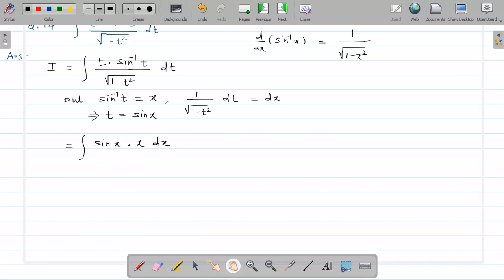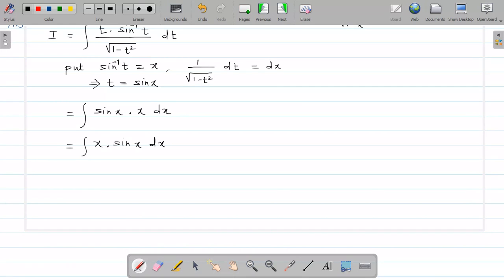Now by LIATE rule, we have to put x first and then sine x as a second function. So after substitution we have to use the integration by parts. So I will write it is x into sine x dx. Now apply the rule, that is integration by parts. So x as it is into integration of sine x minus integration into bracket derivative of x into integration of sine x dx with respect to x.